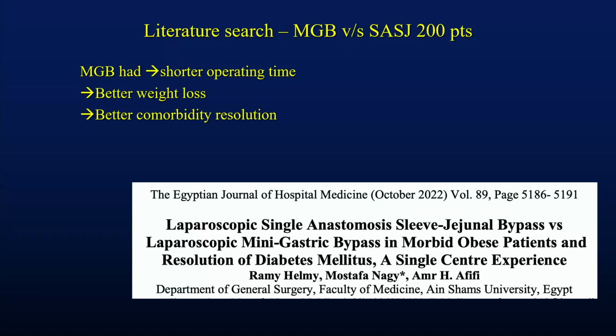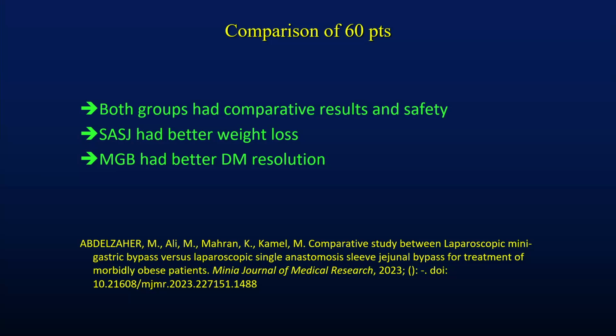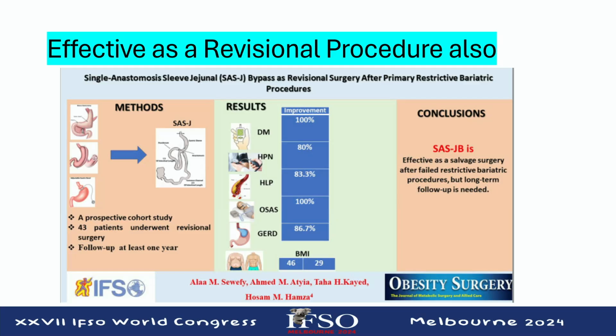And in literature search, of course, they said MGB had shorter operating time, better weight loss in this study, better comorbidity resolution. But both groups had comparative results and safety. And in this study, the sleeve and jejunal bypass had better weight loss, while the MGB had better diabetes resolution. This publication by Sefevi has shown that even as a revisional procedure, it was effective in diabetes remission and in improvement of comorbidities.